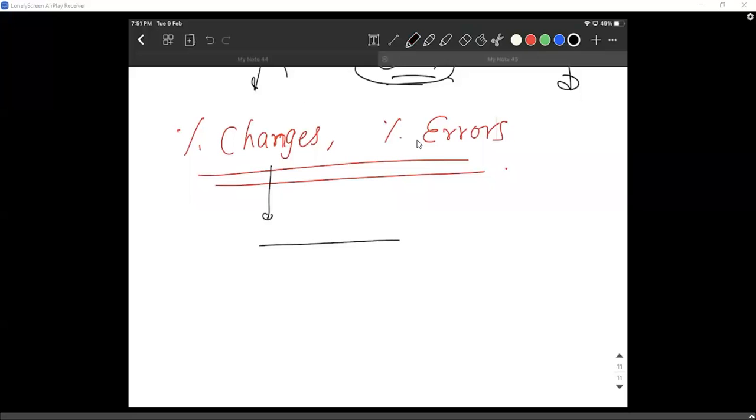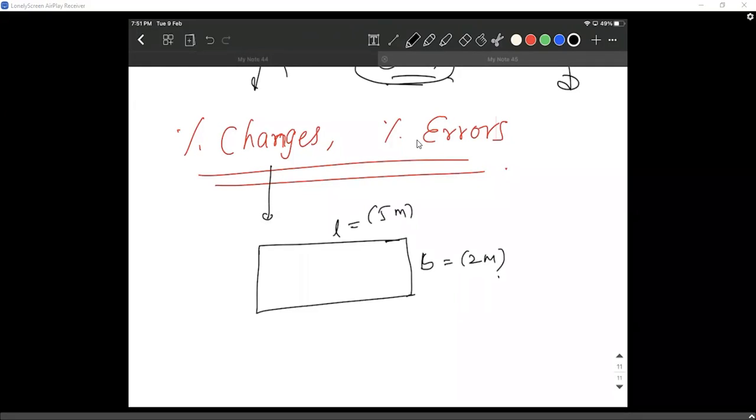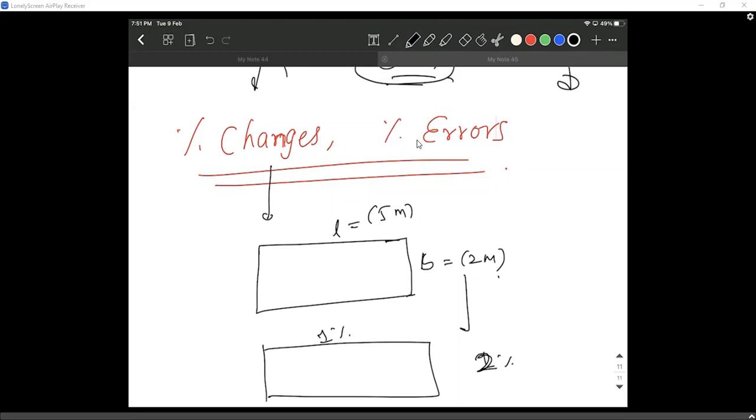Take a rectangle which has a length and a breadth. The length reading was given as 5 meters, let's say. Breadth is given as 2 meters. And somebody said the length is increased by 1%, the breadth is also increased by, let's say, 2%. So it's slightly bigger now. Now, how much is the area increased? A initial, let us say A final. What is the percentage change in the area?